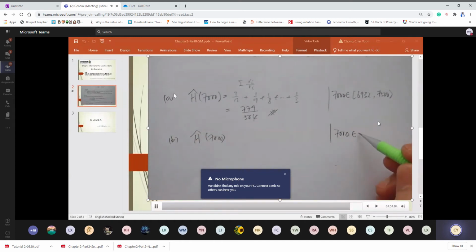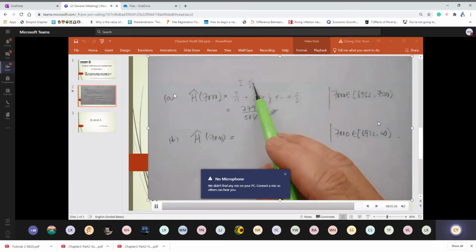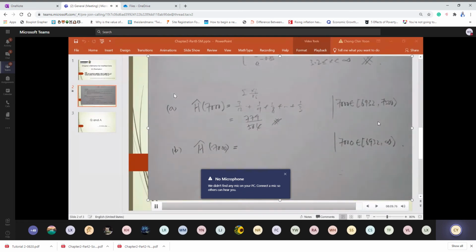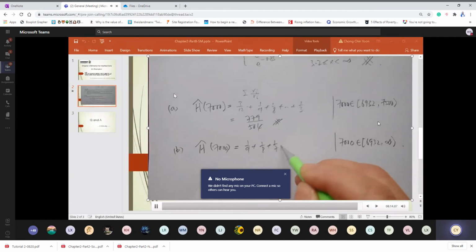So here we have 6932 to infinity. That means now we add up all the frequency divided by the risk set value. So you will have 1/9 plus 1/8, 1/7, 1/4, and 1/3. So this becomes 485 divided by 504.